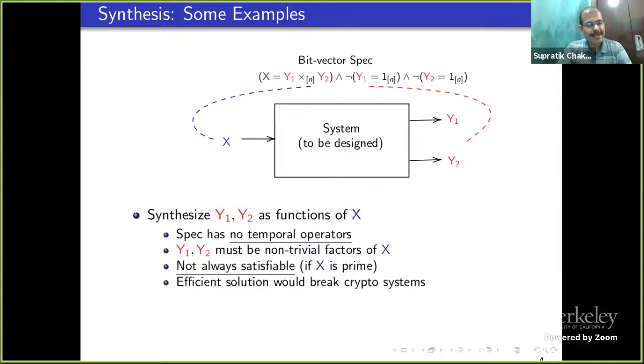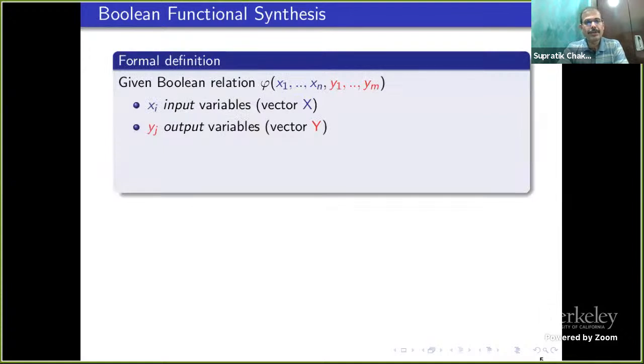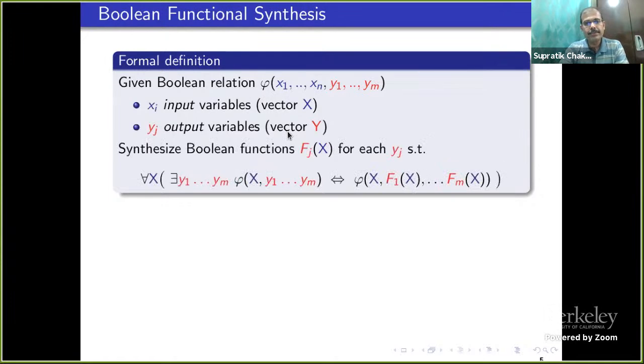Okay, so having said that, here is the formal definition of Boolean functional synthesis. I guess in both of the previous examples, we saw that, after a certain point, we are really looking at specifications which have no temporal operators and which may not always be satisfied. And so we're just saying, let's focus on these Boolean specifications on input and output variables. And I want to synthesize these Boolean functions for each of the outputs, such that for every input, if it is possible to provide values for the output such that the specification can be satisfied, then it is indeed the case that the specification is satisfied with these functions substituted for the outputs.